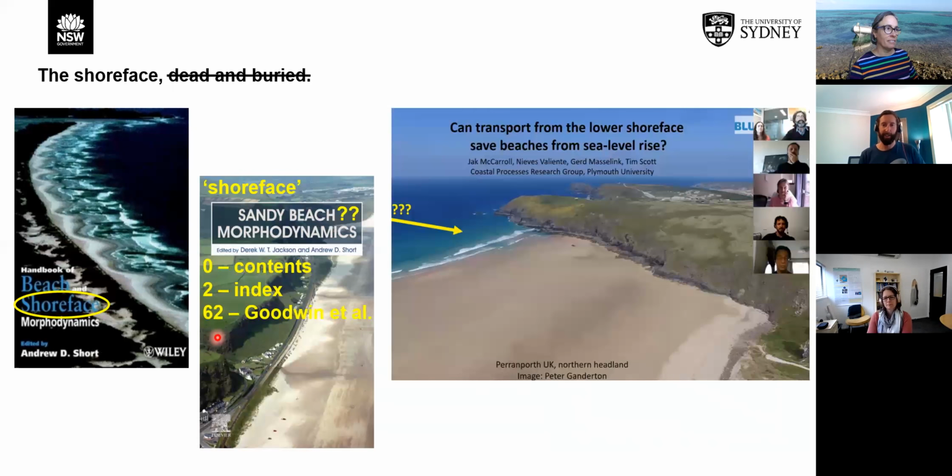And then came along Jack McCarroll in this talk series, and Jack bravely stepped forward and put the spotlight on the shore face again. And that was to the apprehension of much of the audience who were grasping their faces at the start of the talk, concerned that somebody would mention the shore face again.